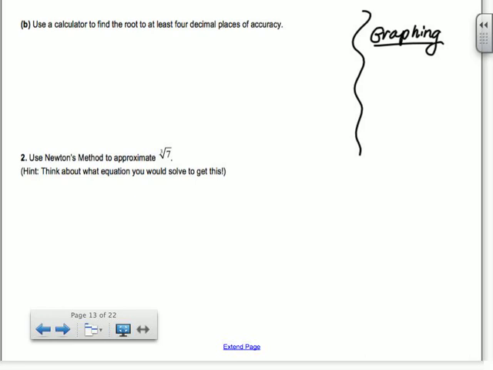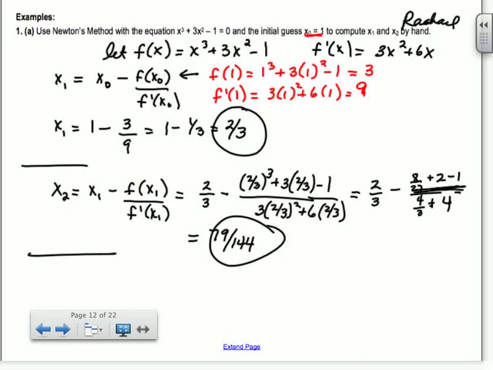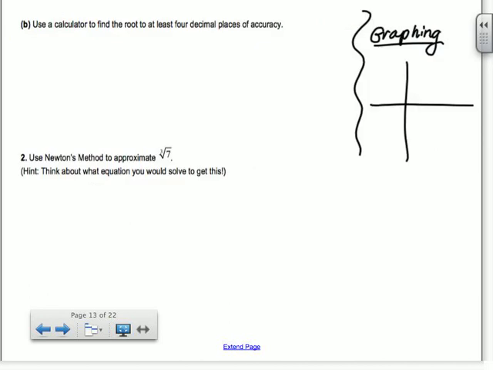So if you graph our function, we're going to find the 0. And we want the one that's close to 1. So if you graph it, you have some kind of cubic function. So there's 3 zeros. It looks something like that. And here's where 1 is. So we want this 0 that's right there.